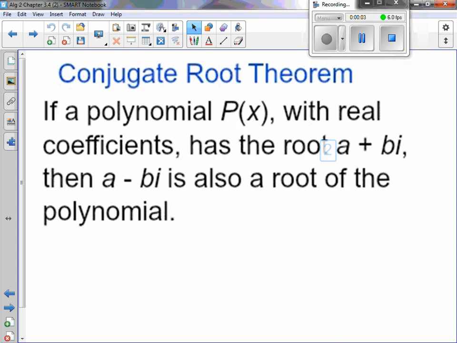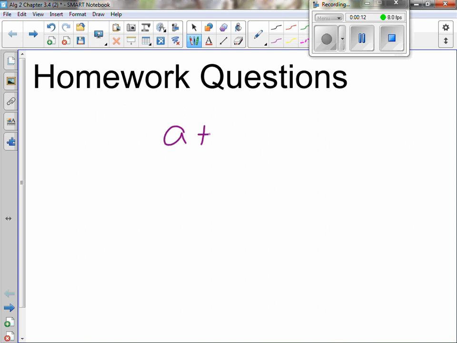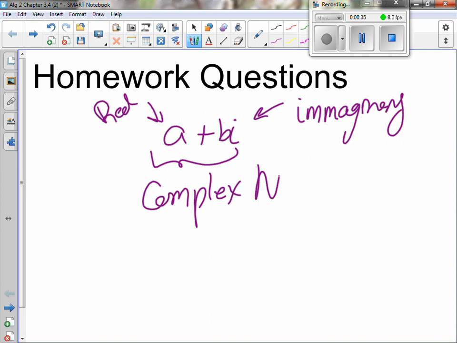So yesterday we talked about these imaginary terms, these complex terms. A complex term is a plus bi. Let me go back to this here. Any term in the form of a plus bi is a complex term, where a is the real number and bi is the imaginary part. And the whole thing comprises a complex number.